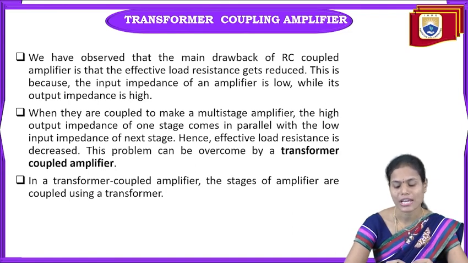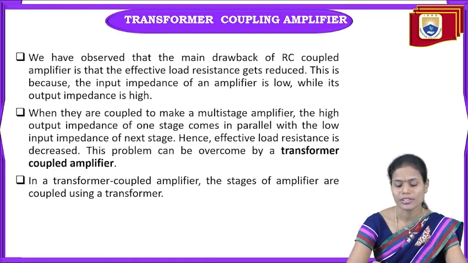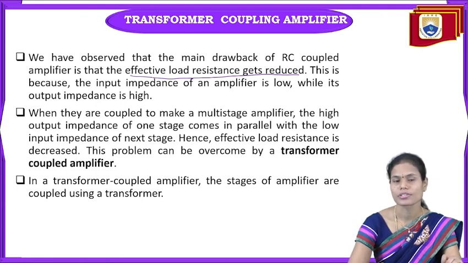And the next one is the transformer coupled amplifier. If we observe here, the main drawback of the RC coupled amplifier is that it suffers from the effective load resistance of the transistor. Effective load resistance is reducing here. Why? Because the output resistance of the second stage depends upon the input resistance of the first stage. It is providing a loading effect here. Because of that, effective load resistance is reducing.